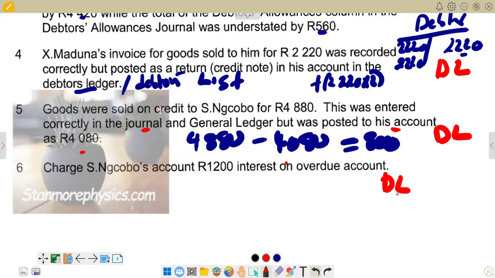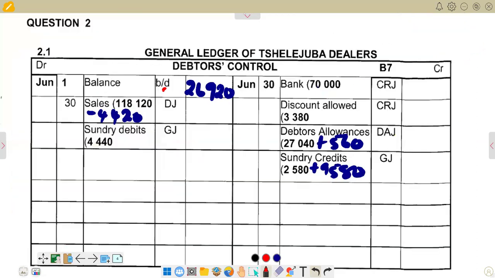So this is debtors list again, but it's also affecting the debtors control. So we go to the debtors control, and we see that we have got the sundry debits. We have got an interest that is there that we are supposed to add there. So we are going to say plus 1,200. So this is what we have. So you see that these are some of the adjustments that we are supposed to make.